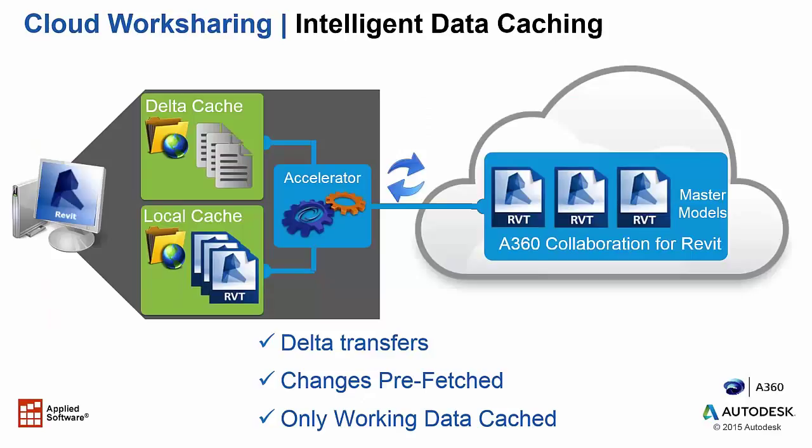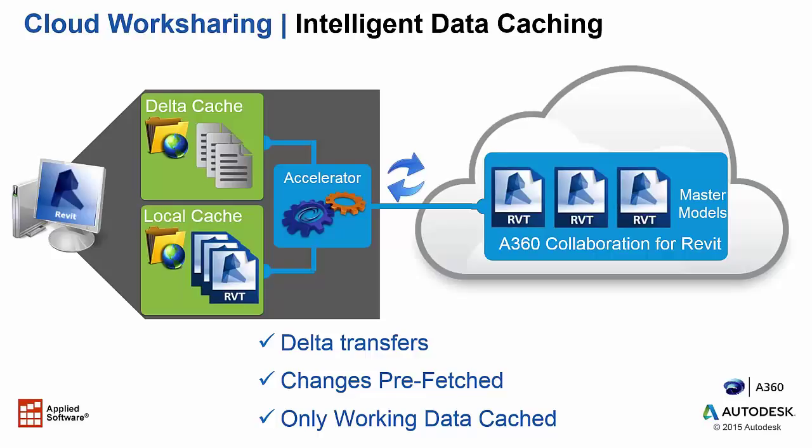All right, so how does it work? Basically, it works by caching the central file of Revit from the cloud to your local machine. With the local cache, you have everything you need to work on the project locally, very much like the local file and central file in Revit.